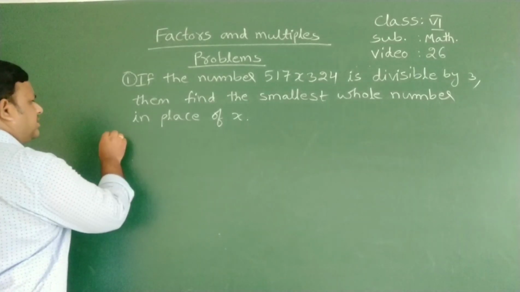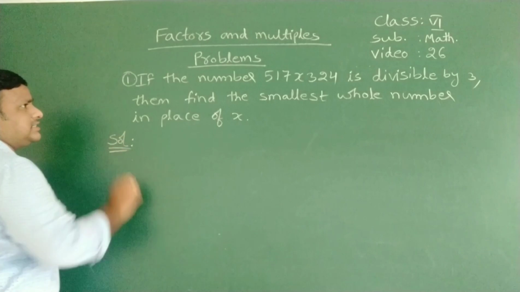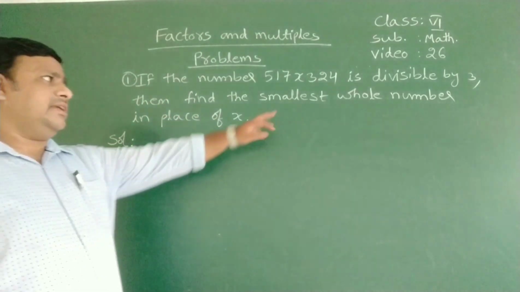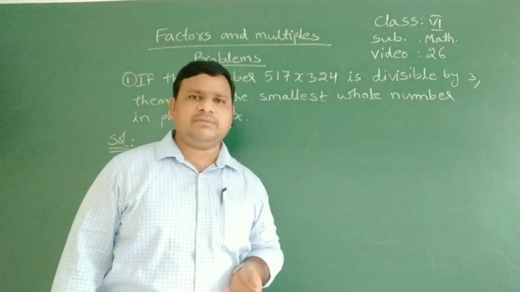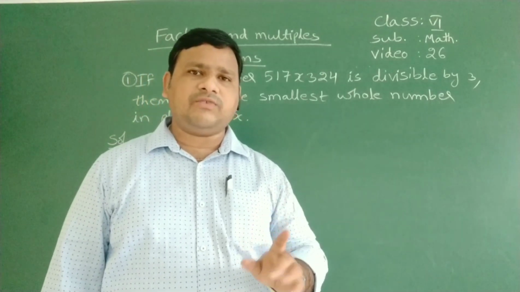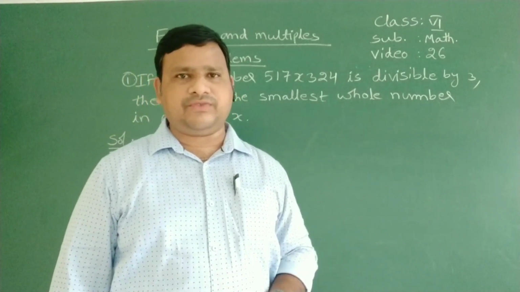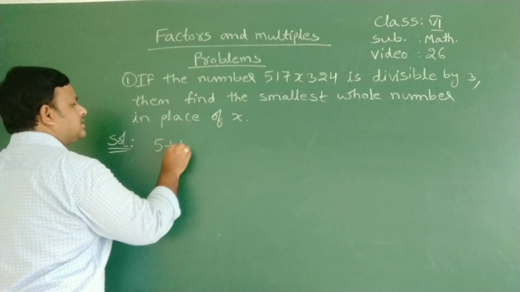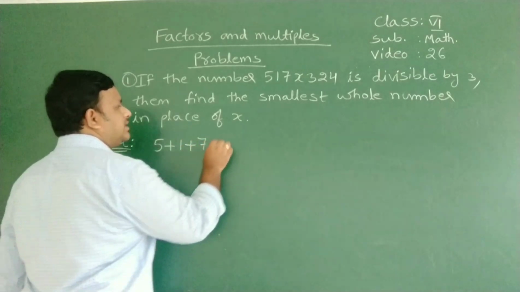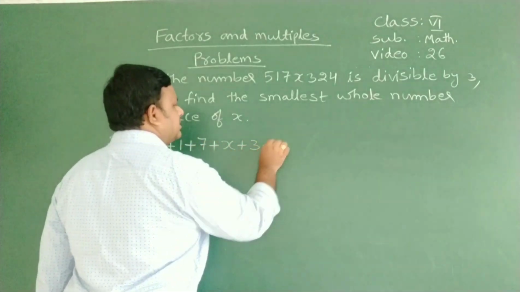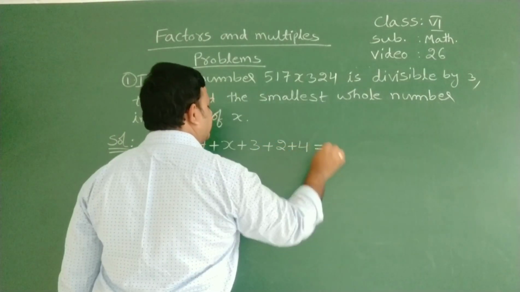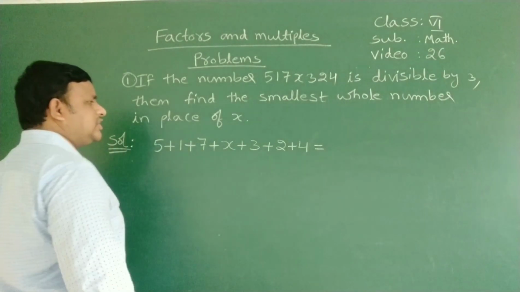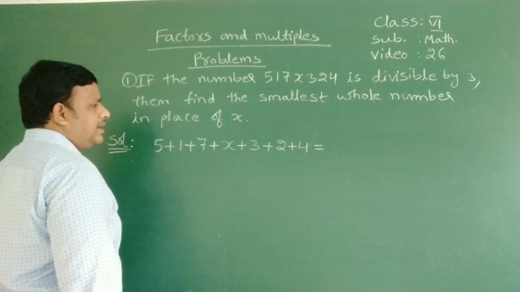So the given number is 517x324. Okay, these are the digits of the number. It is completely divisible by 3. If it is divisible by 3, compulsory sum of the digits should be a multiple of 3, isn't it? That's why I am going to add the digits. 5 plus 1 plus 7 plus x plus 3 plus 2 plus 4. Okay, so x we cannot add with these numbers, that's why only the numbers I am going to add, right?